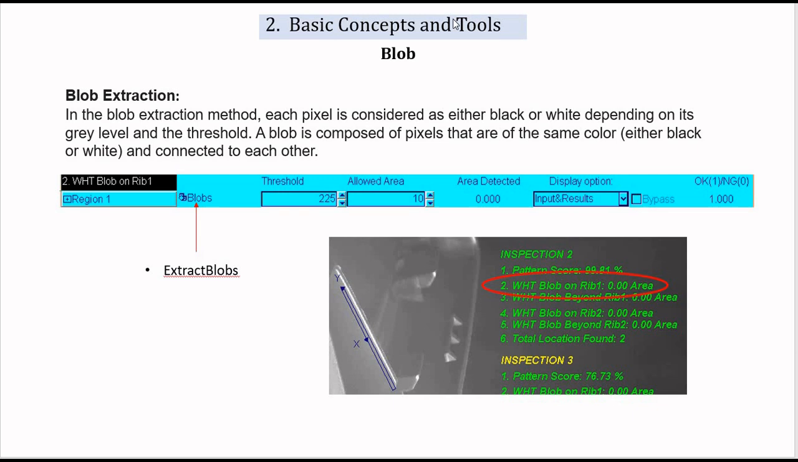Let's take a look at the concept of blob and the relevant tool. There is a method in the software called blob extraction. In the blob extraction method, each pixel is considered as either black or white, depending on its gray level and the threshold setup. A blob then is composed of pixels that are of the same color. In this case, it's either black or white, and connected to each other. To understand better, we may take a review of a previous slide.